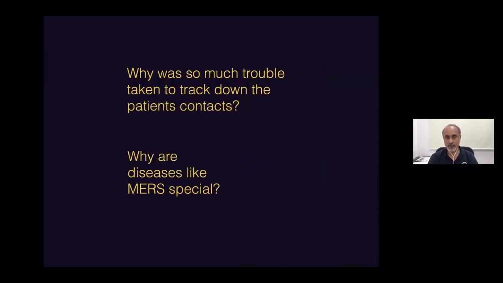Okay. So now the question is, how is it that we know so much about this particular patient, and why was so much trouble taken to track down the patient's contacts, as you can see in that picture? And that's the other way of asking, why are diseases like MERS special in any way, that we should take so much effort to find out all of the contacts of the patient, as well as have CNN highlight it as a news item?